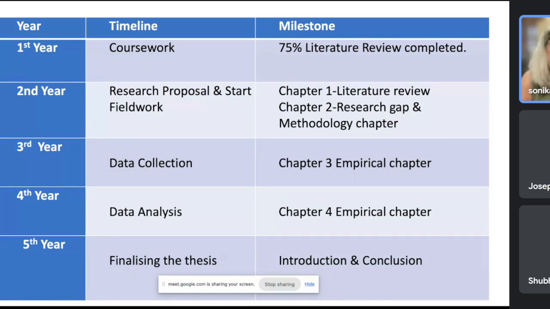Once you have completed your coursework, in the second year, different universities have different requirements, but in the second year you're usually required to present a research proposal. This is the place where, if you haven't completed your literature review, you will take at least the first 6 months of second year to actually decide what goes into your research proposal. But if you have used your first year to familiarize yourself with the literature, you can then start writing your first chapter, which is your literature review chapter. And that goes into your research proposal.